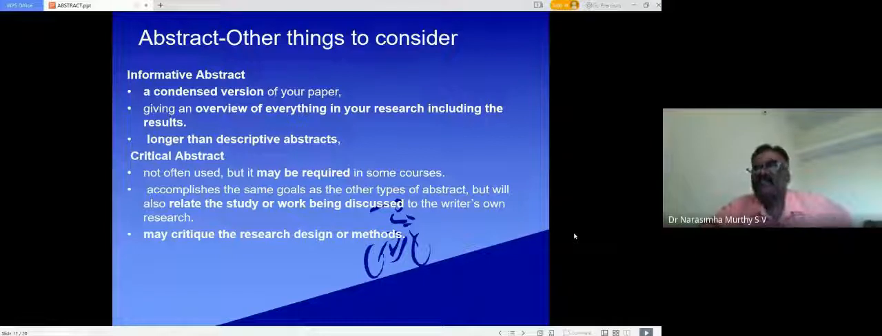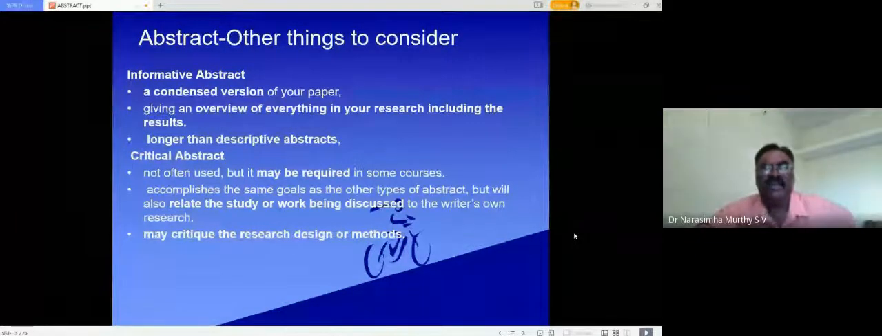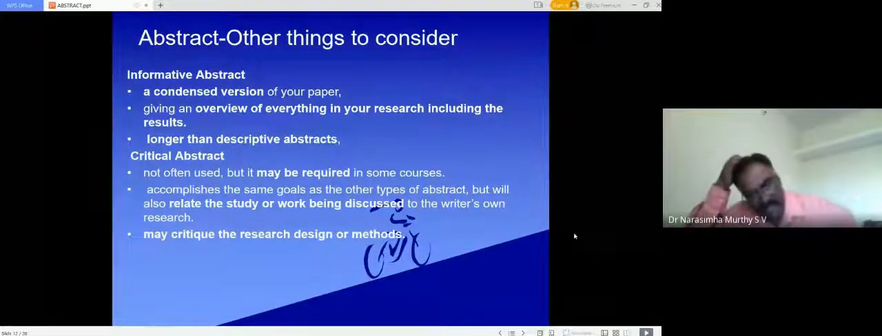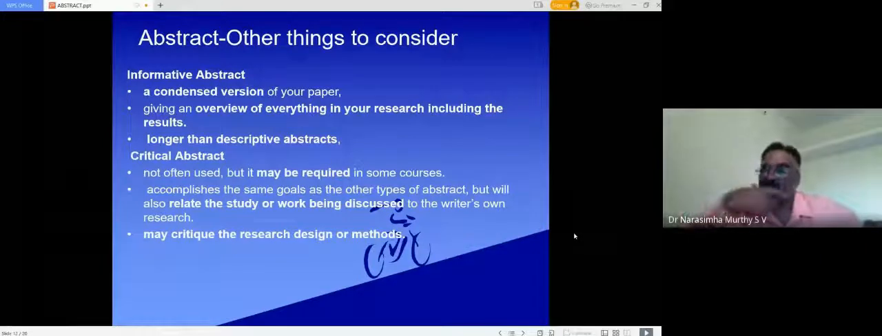Almost the same goals are accomplished, but you will relate the study or the work being discussed to the writer's own research. More than that, you may critique, you may analyze, you may become a little judgmental in critiquing the research design or research methods. So this is one critical abstract.